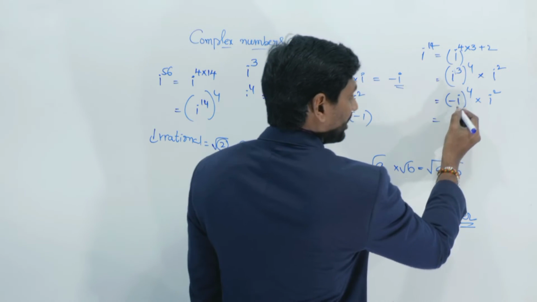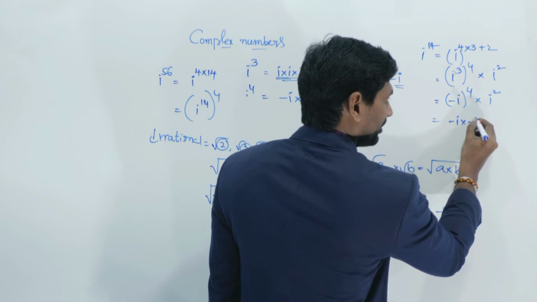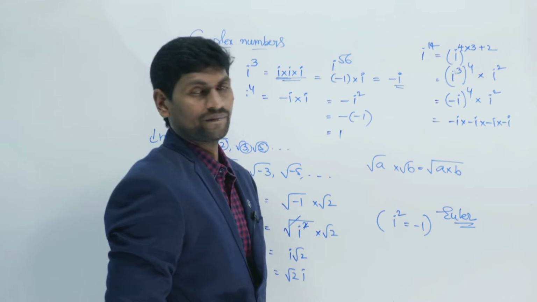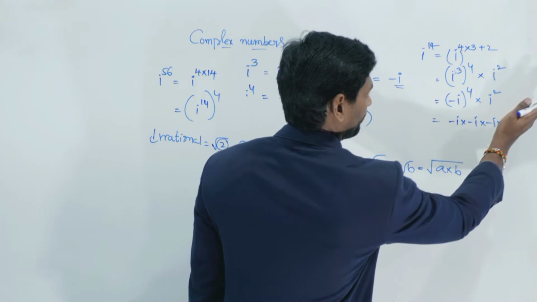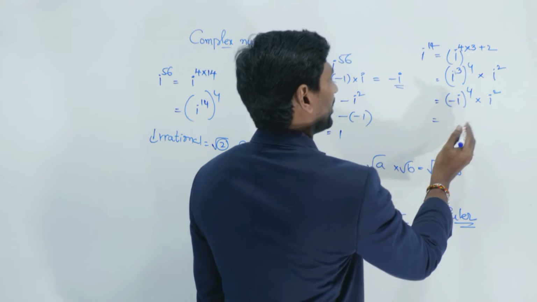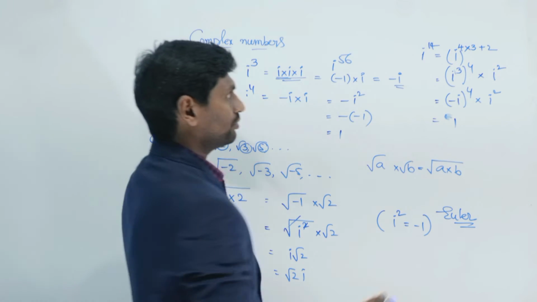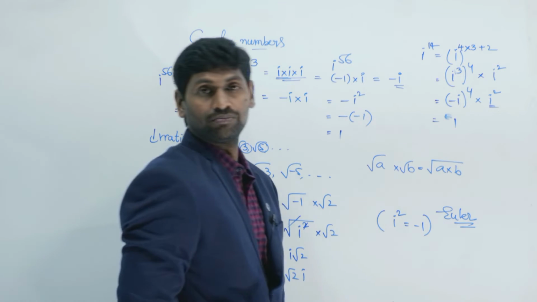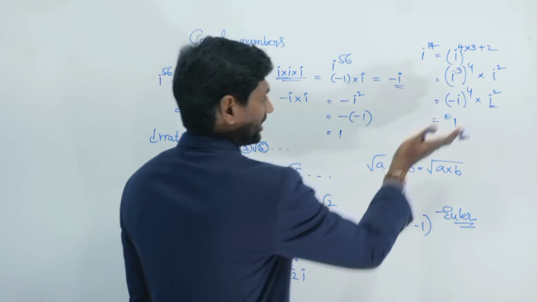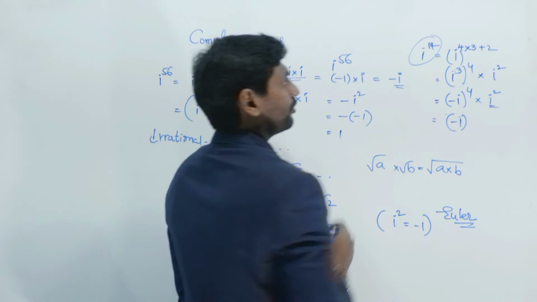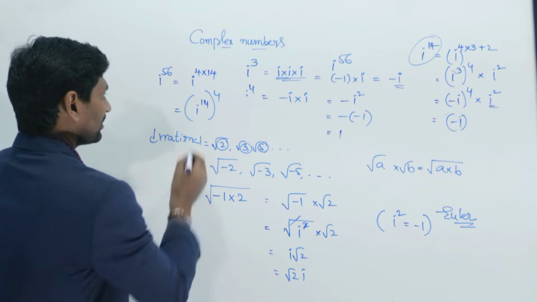That means minus i into minus i into minus i into minus i. All are positives, it becomes i^4, and again the i^4 value is 1 only. Okay? 1 into i square, and the i square value is minus 1. 1 into minus 1 is minus 1. So this i^14 value we got is minus 1.